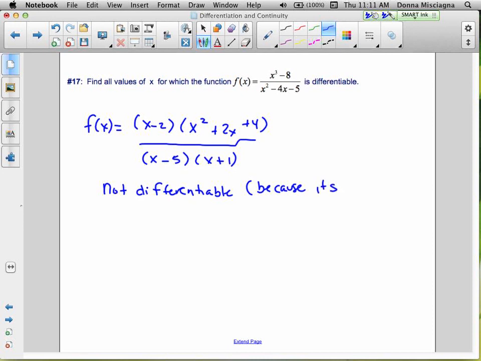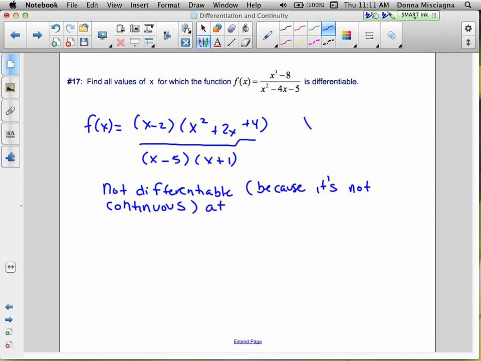Oh, by the way, all these questions were in your notes as well. That's why I went over all the answers, so that you could write down the answers. And so it's not differentiable because it's not continuous.